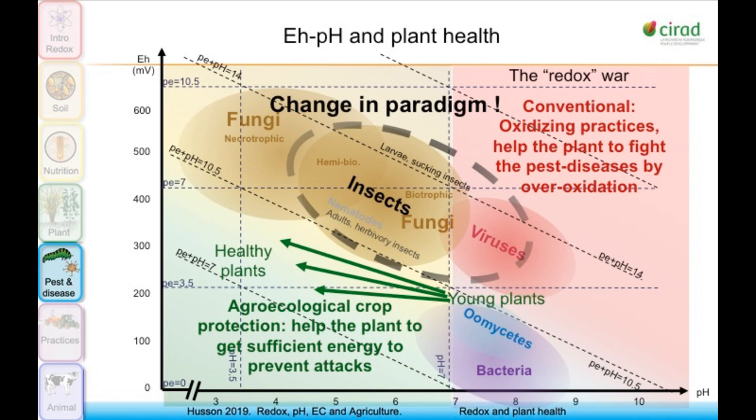So conventional, it's oxidizing practice, and we help the plant to kill the disease and the insect through over-oxidation, but the plant tries to come back here with photosynthesis. So you kill, it comes back, so you just use your sprayer all the time. The idea is to be here, to give the plant enough energy. When you have high pressure, very small droplets, atomization, turbulence, all this is injecting oxygen in the droplets.